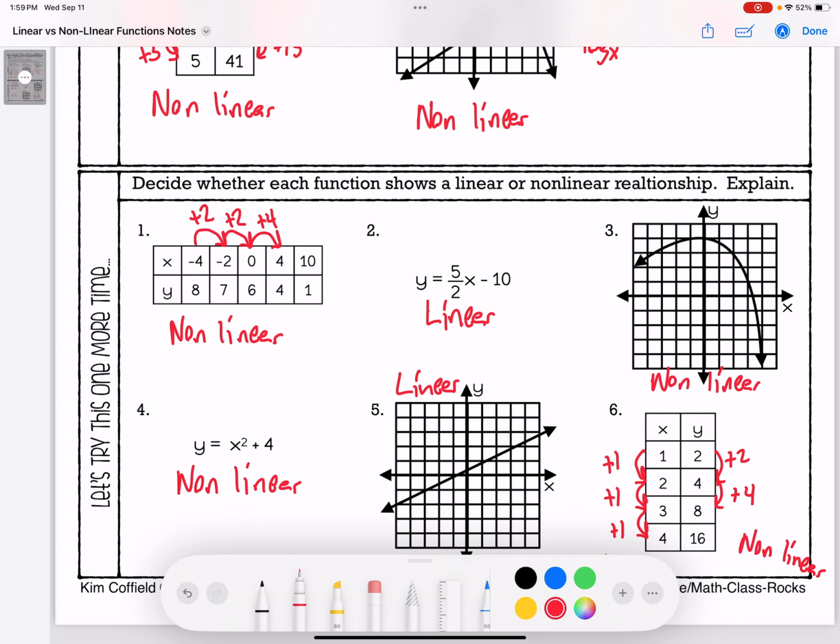Now, if that was +2 down the chart, then that one would have been linear. But because of that +4 and +2, that's not the same. So that means nonlinear. So that's it for this video.